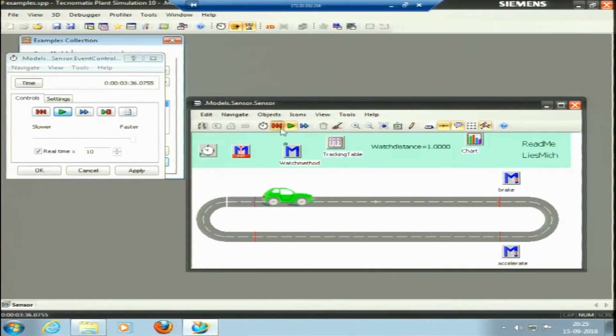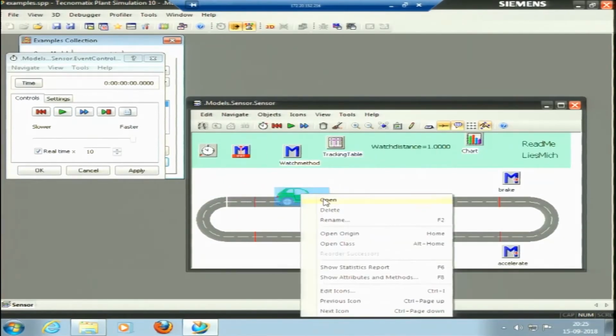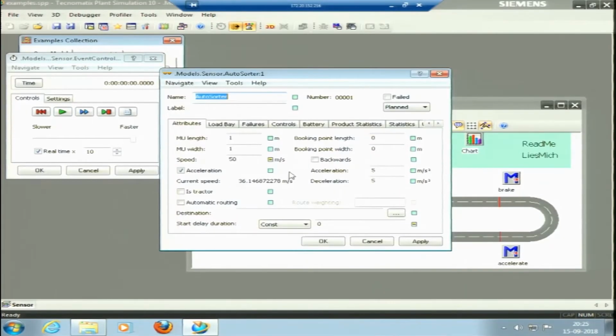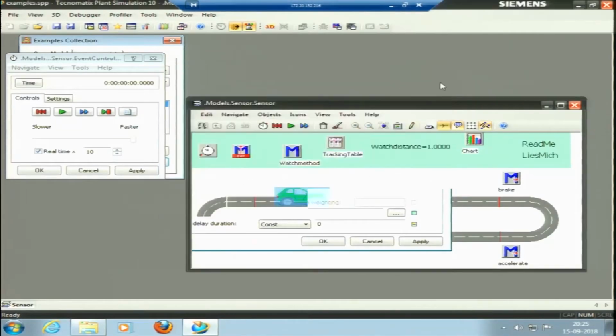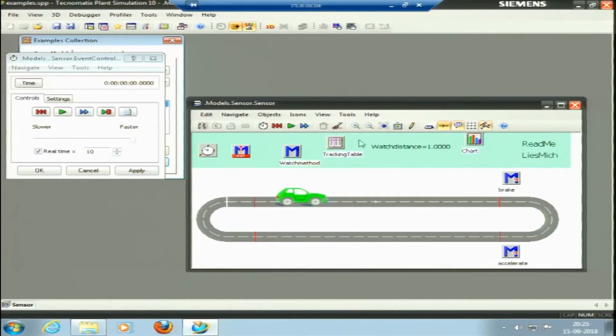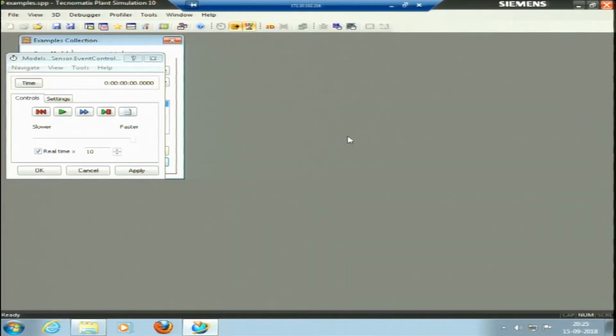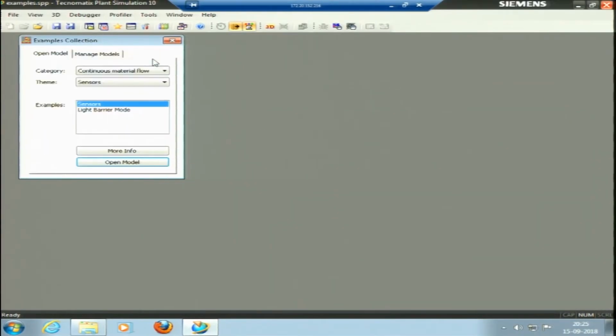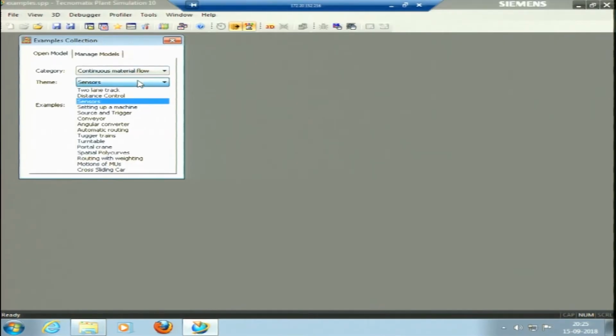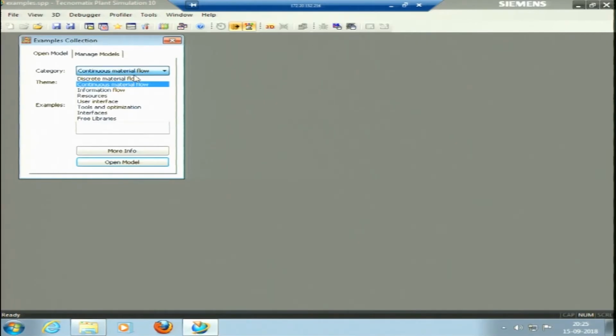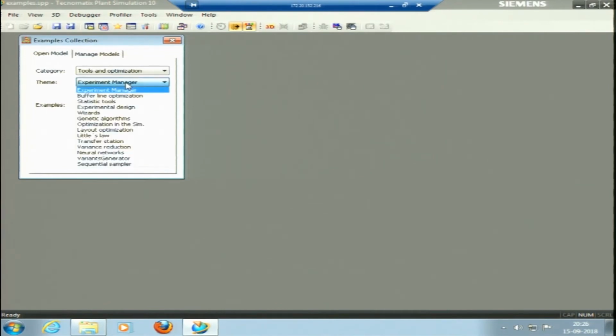This car here, we had just one kind of entity. This is another entity which is in the form of a car, and the name is auto sorter. So this was by sensor in continuous material flow. There are many models in this. I'll just pick randomly something, tools and optimization. I can pick experiment manager, then I'll try to explain the experiment manager in more detail.